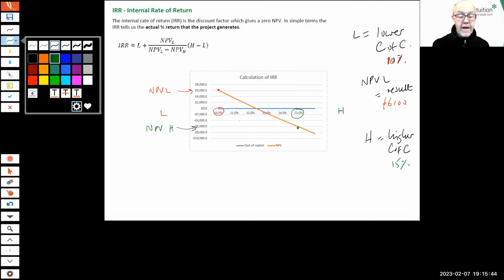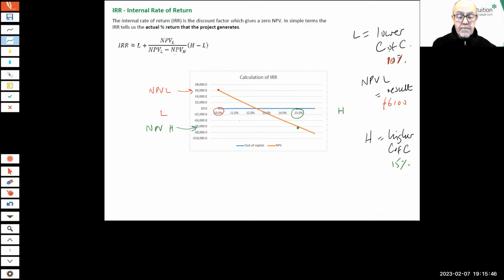And NPVH is the result using the higher cost of capital. And the higher the cost of capital, the greater the discounting of future cash flows. With no discounting, almost every project will have a positive net present value because the future cash flows will be greater than what's paid out at the start. As we discount, the value of future cash flows starts to fall.